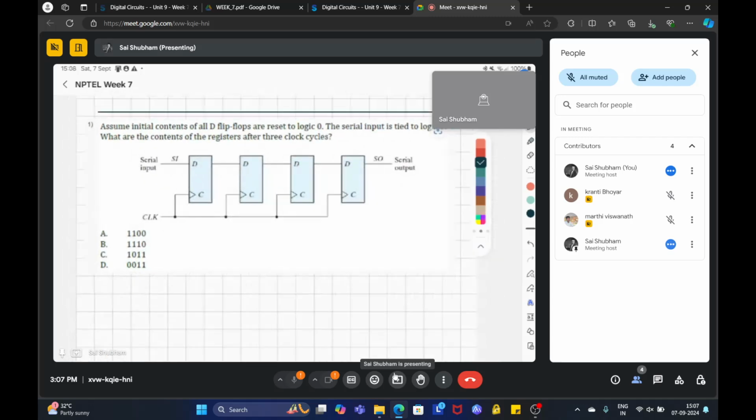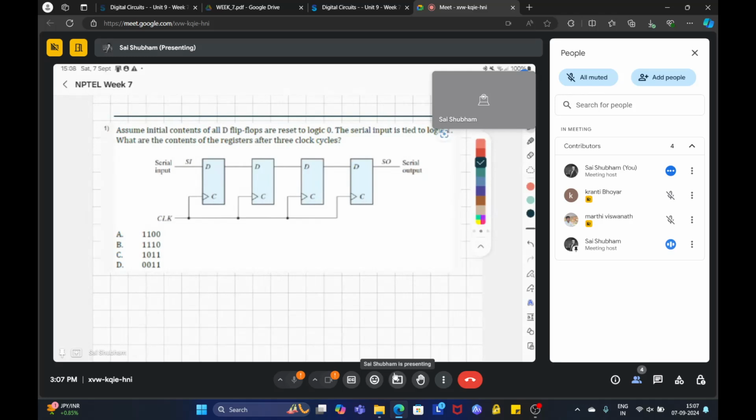So this is the first question. If it is not visible, this is actually logic 1. The question says, assume initial contents of all D flip-flops are reset to logic 0. The serial input is tied to logic 1. What are the contents of the register after 3 clock cycles? Suppose this is node Q0, Q1, Q2 and Q3. These are set to 0 initially, and the question asks what will be the value of Q0, Q1, Q2, Q3 after 3 clock cycles.